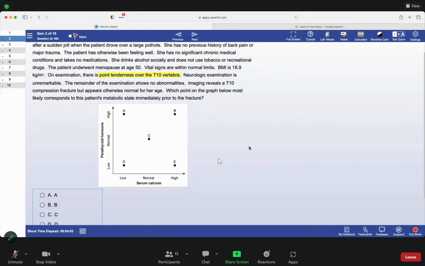Which one is secondary hyperparathyroidism? Secondary hyperparathyroidism means you have increased PTH, decreased calcium. A, okay. What is this one? E. How do you read it? Increased calcium, low PTH. That's exogenous intake of calcium or vitamin D toxicity, whatever it is, right?